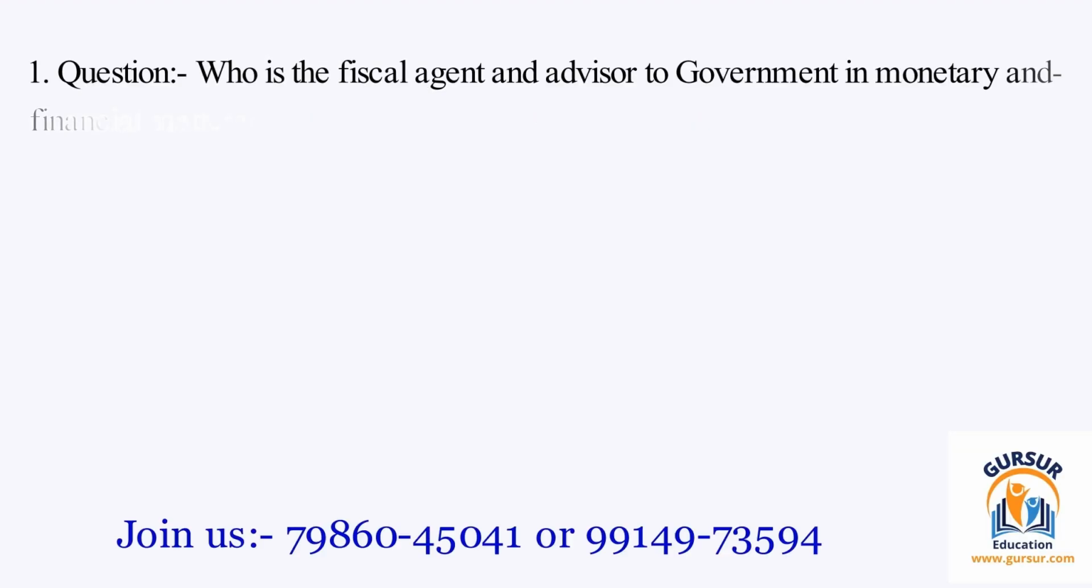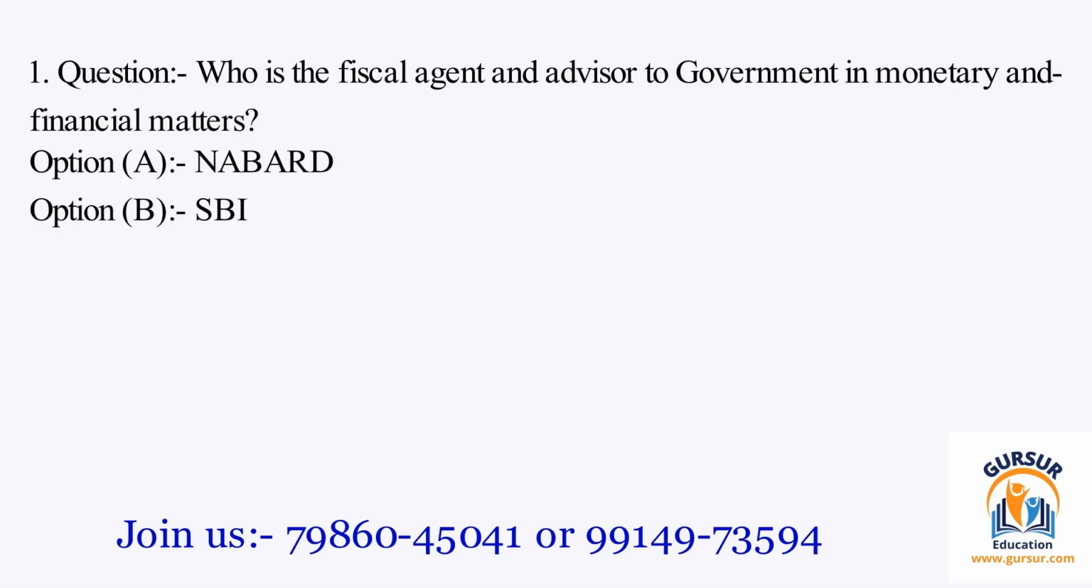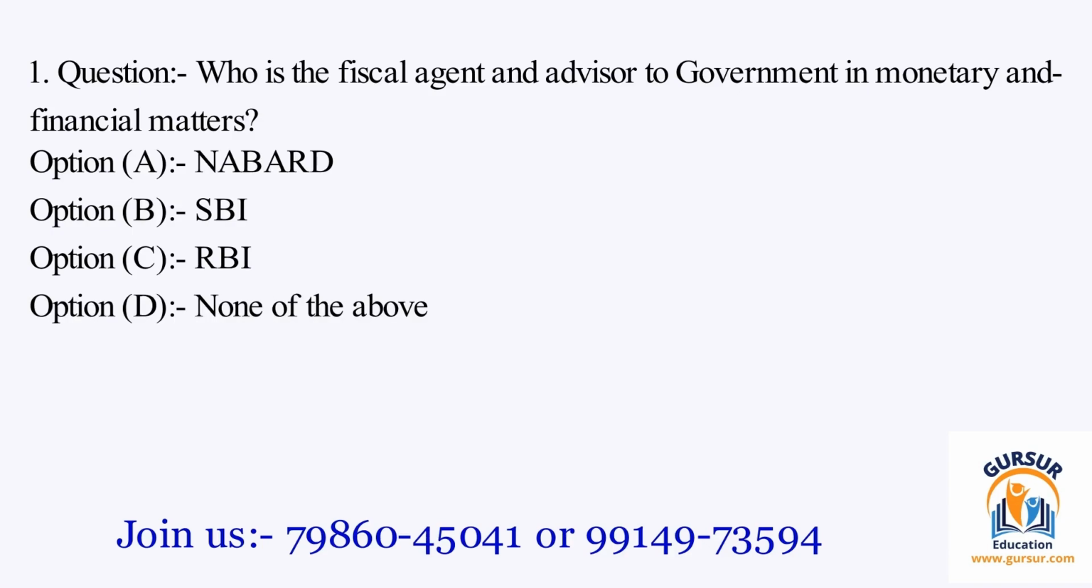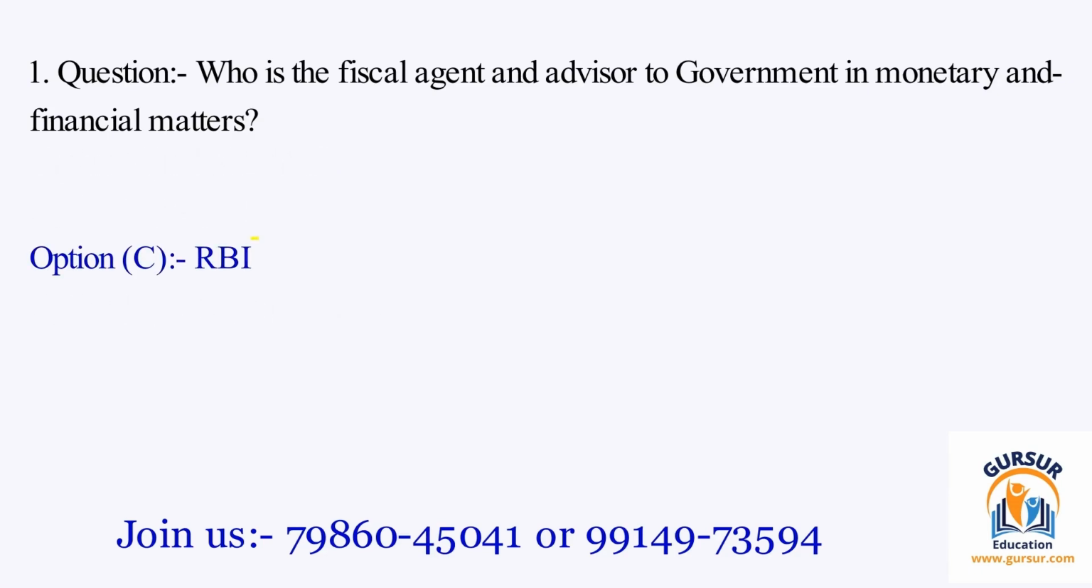Question number 1. Who is the fiscal agent and advisor to government in monetary and financial matters? The option A is NABARD. The option B is SBI. The option C is RBI. The option D is none of the above. The right answer of the question is option C, and that is RBI.